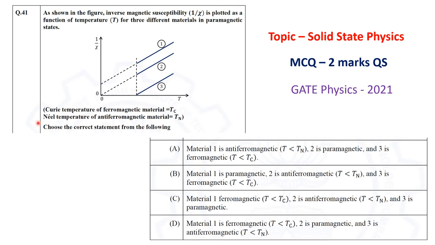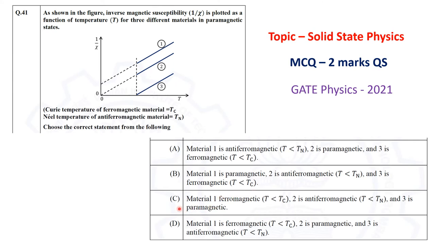So here some information is given. Curie temperature for ferromagnetic material is Tc, Néel temperature for antiferromagnetic material is Tn. Then we have to choose the correct statement from the following. Option A is material 1 is antiferromagnetic for T less than Néel temperature Tn, 2 is paramagnetic, and 3 is ferromagnetic for T less than Curie temperature, that is Tc. Option B is material 1 is paramagnetic, material 2 is antiferromagnetic at T less than Tn, and material 3 is ferromagnetic for T less than Tc.